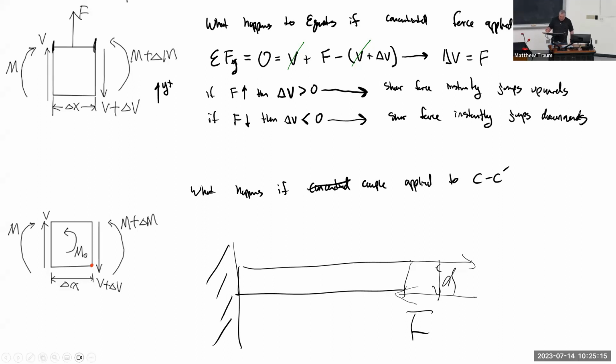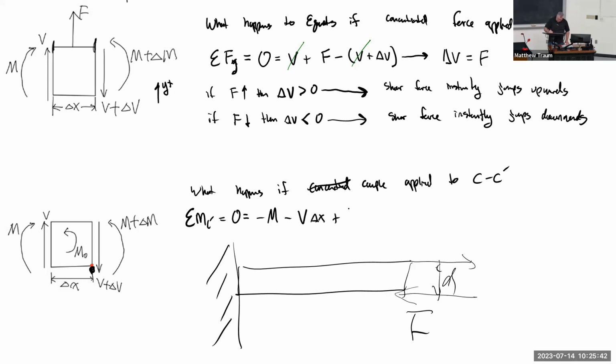And by the same token, if I've got this couple sitting within my member delta X, I do my sum of the moments around point C prime, which by the way is that point right here. Let me write this out. It has to equal 0 because we're in a static situation.